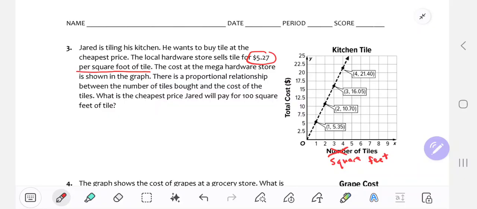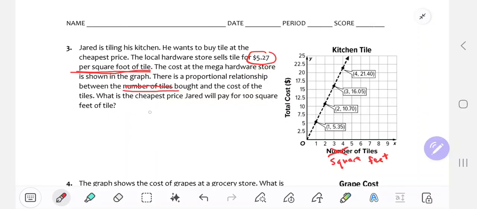There's a constant relationship between the number of tiles bought and the cost of the tiles. So then again, there's a confusion here. This says number of tiles and per square foot, so it's not going to be right to say number of tiles there. We have to change that to square feet, okay, to the cost of the tile.